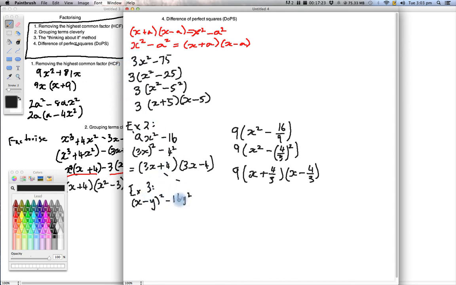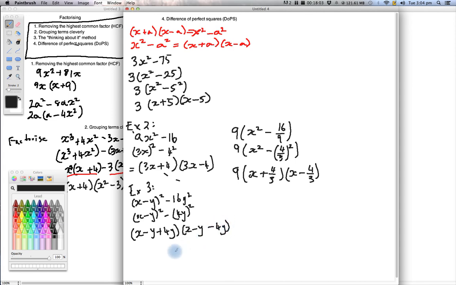And 16y squared, we're going to do similar to what we did here, and change 16y squared into 4y all squared. This bit we can leave the same, x minus y squared. So now this is like our x, this is like our a. So we can use our difference of perfect squares formula. Whenever there's an x, we're writing x minus y. Whenever there's an a, we're writing 4y. X minus y plus 4y, x minus y minus 4y.